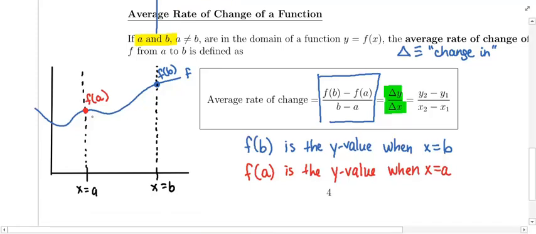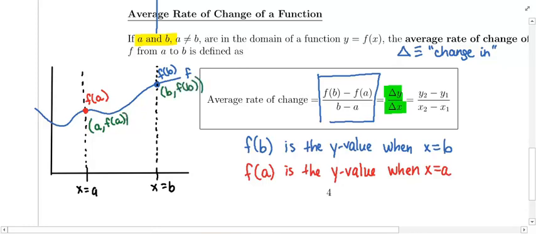Okay, another way you can think of this formula is this last representation, y2 minus y1 over x2 minus x1. Let me explain that. I'm going to go back to x equals A, and we're looking at this corresponding point on the curve. This red dot right here has coordinates: the x value is A and the y value is f of A. And over here with the blue dot, the x value is B and the y coordinate is f of B.